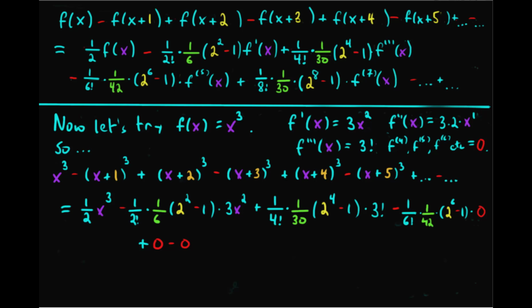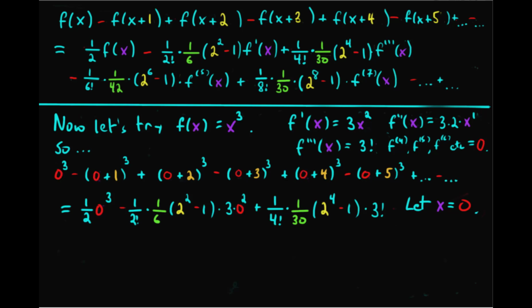And then all the other terms also multiply higher order derivatives of f of x, which all equal 0. So we just have then plus 0, minus 0, plus 0, minus 0, and so on. So all those 0 terms cancel on the right-hand side. And then we know the procedure. We let x equal 0.